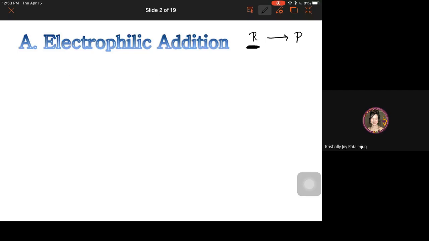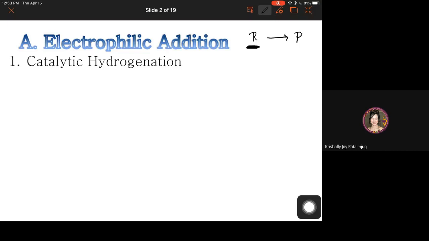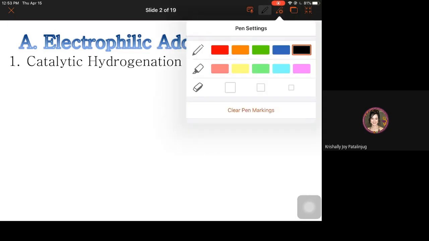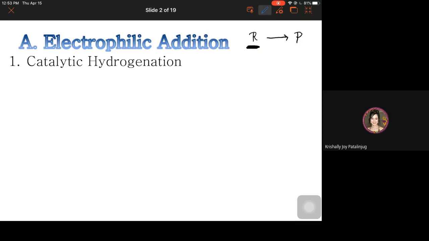So, the first electrophilic addition that we will tackle is catalytic hydrogenation. Okay? So, by the term itself, kung imo lang i-analyze ang term nga hydrogenation, without looking at the reagents and the electrophile that will be added, what do you think is being added? What gas is being added? Hydrogenation. It is very obvious. Hydrogen gas. Yes, very good.